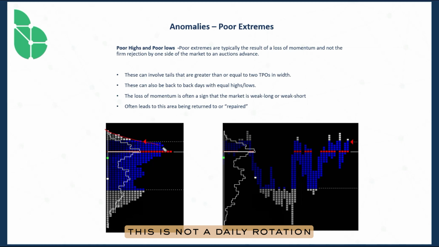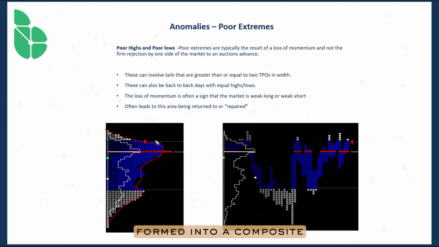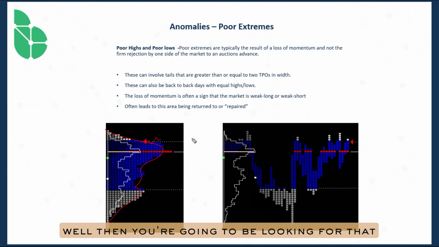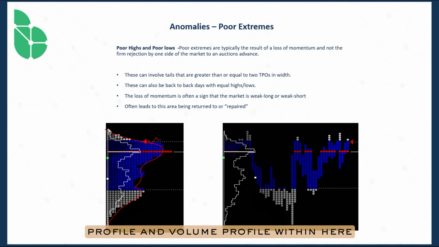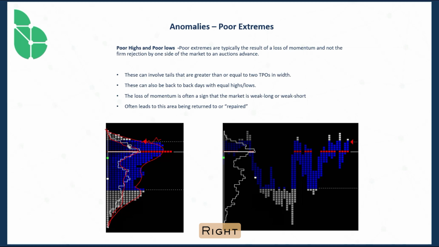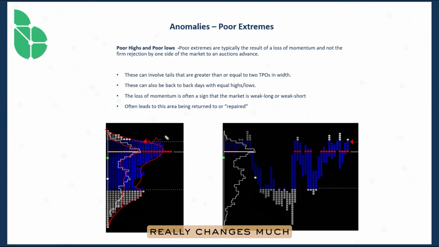imagine that this is not a daily rotation, but we see this occurring and this is a 5-period composite range. So let's imagine that this structure is 5 periods formed into a composite and we see that we're favoring these highs. Well, then you're going to be looking for that breakout opportunity, using market profile and volume profile within here to see that it is confirming this action. So volume profile is confirming this move up here. It's not like this is devoid of volume, and it's not like the distribution really changes much.